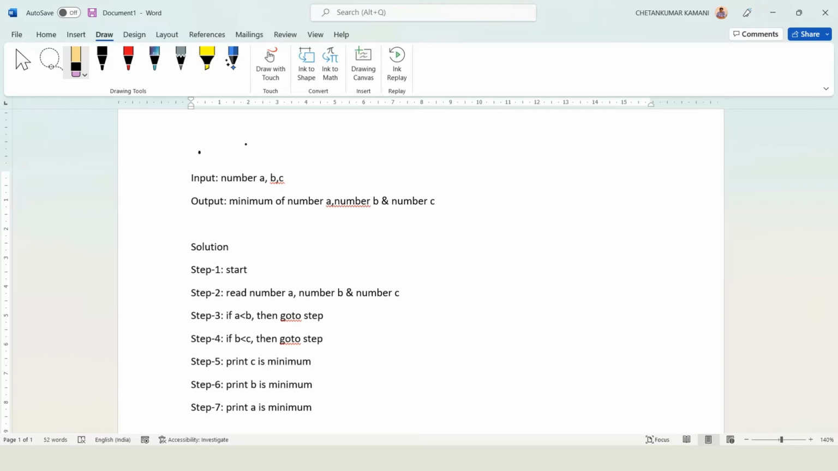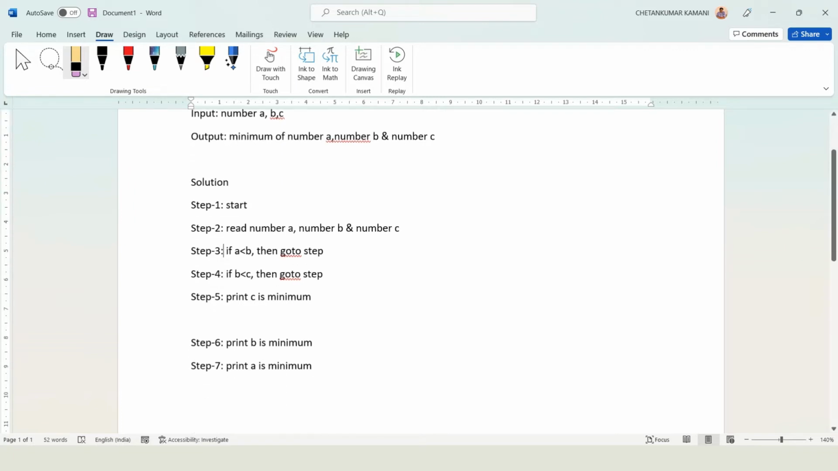Okay, I have made a mistake here. You can see in step number 3, if A is less than B, if it is true, then we have to definitely compare A with which number? C, right? So I forgot to compare. Let me change the step numbers here.